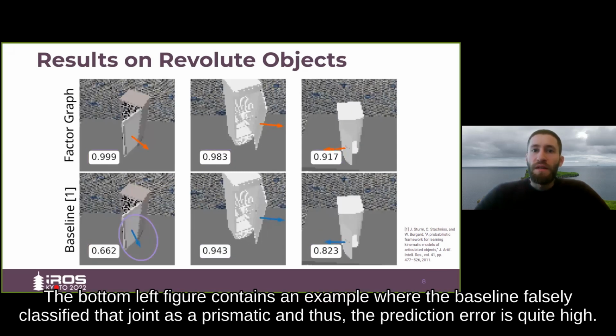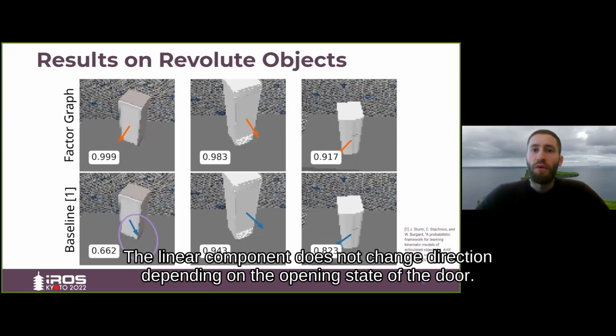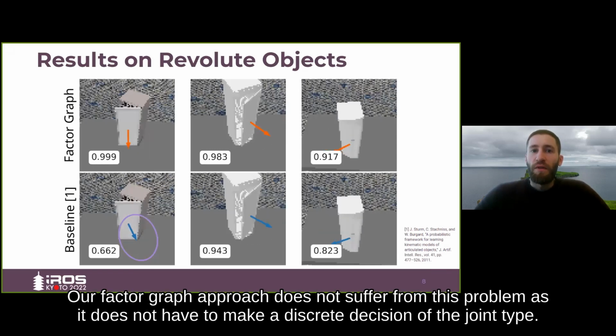The bottom left figure contains an example where the baseline falsely classified the joint as prismatic, and thus the prediction error is quite high. The linear component does not change the direction depending on the opening state of the door. Our factor graph approach does not suffer from this problem, as it does not have to make a discrete choice of the joint type.